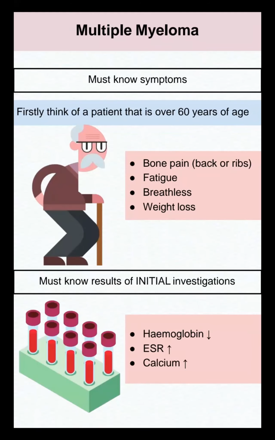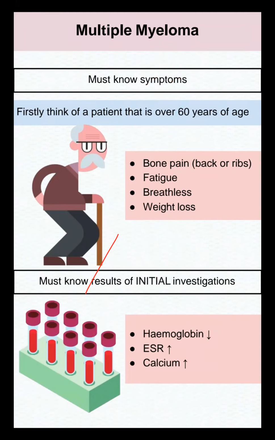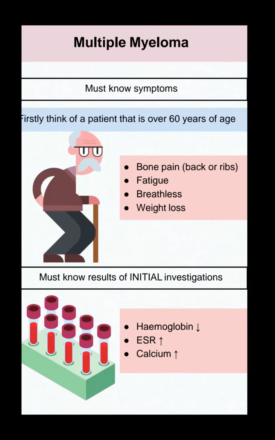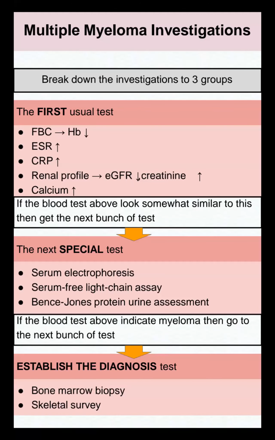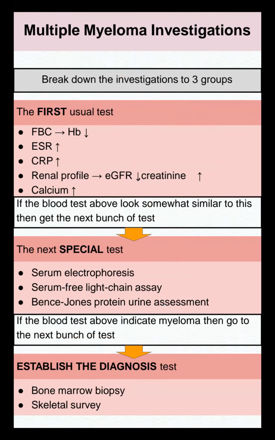First thing, the patient will be over 60 years. Actually, you can remember it will be more than 55. That is the point. Features: bone pain, fatigue, weight loss. Initial investigations are hemoglobin, calcium and ESR. Multiple myeloma investigations I already discussed. Calcium will be high, renal failure with creatinine high, then serum protein electrophoresis, free light chain assay, and establish the diagnosis by bone marrow biopsy and skeletal survey.